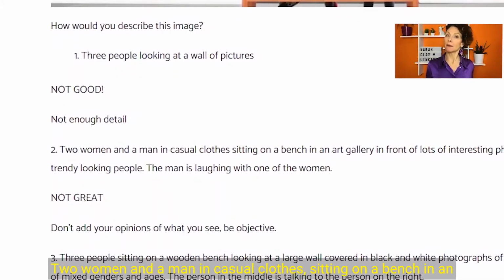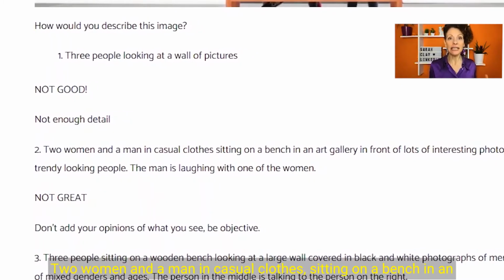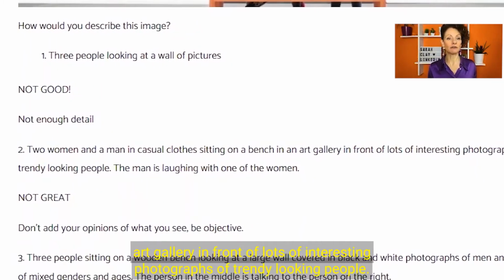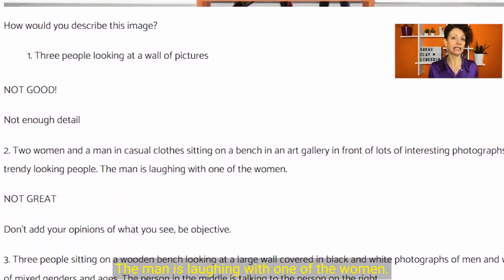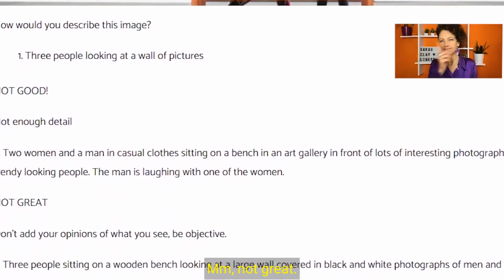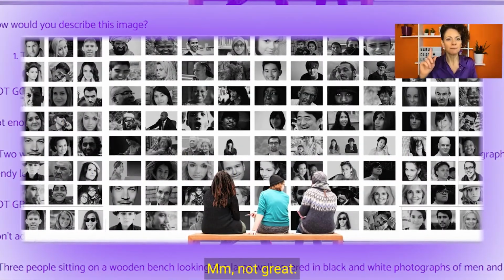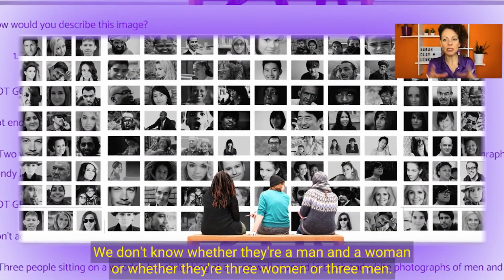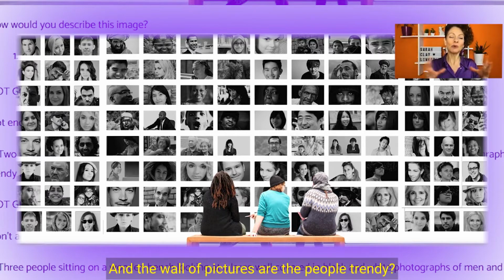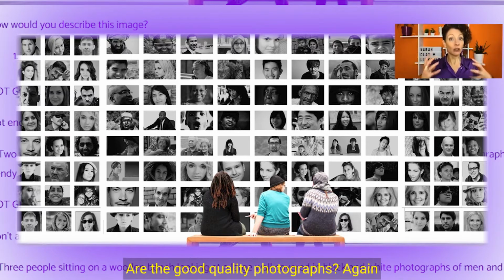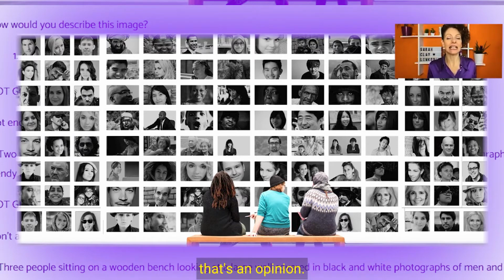2 women and a man in casual clothes sitting on a bench in an art gallery in front of lots of interesting photographs of trendy looking people. The man is laughing with one of the women. Not great. Don't add your opinions. We don't know whether they're a man and a woman or whether they're 3 women or 3 men. We just don't know. And the wall of pictures, are the people trendy? That's an opinion. Are they good quality photographs? Again, that's an opinion. So don't add your opinions.